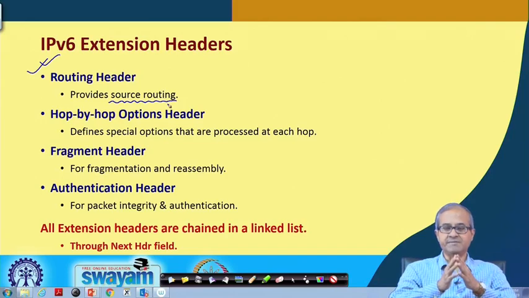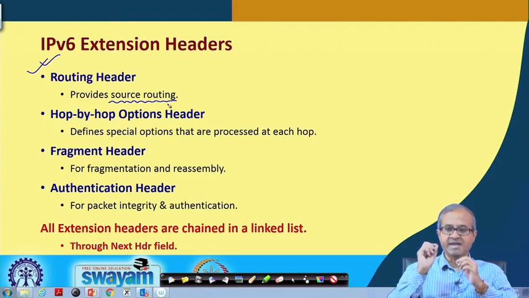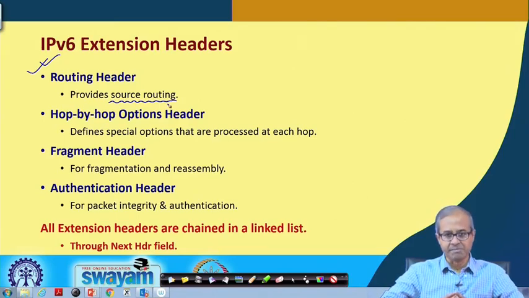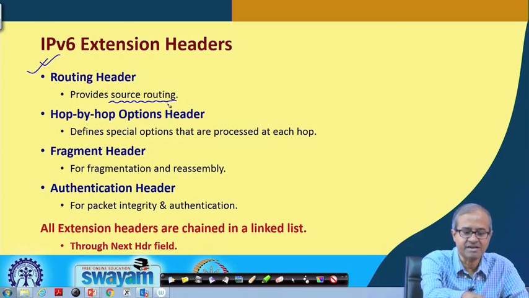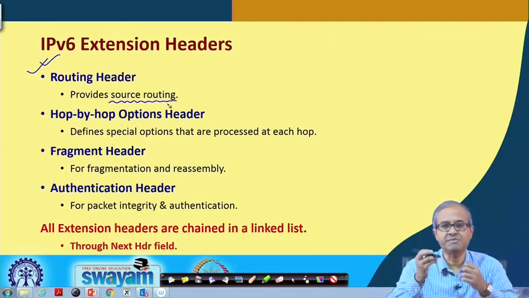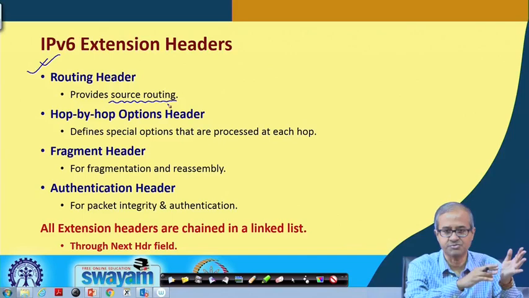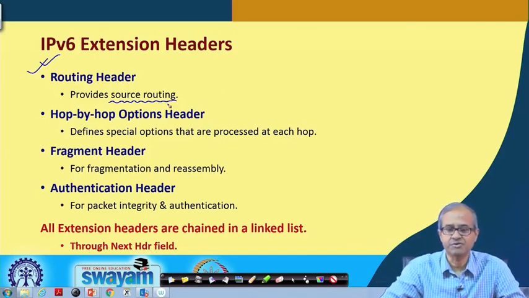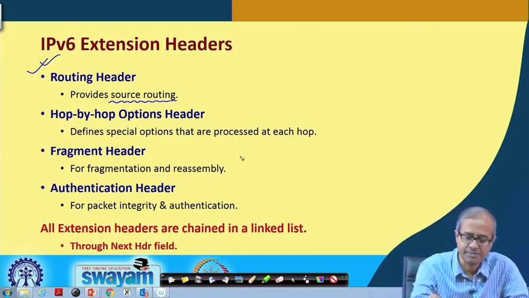Source routing means the person who is generating the packet, the host, directly tells which sequence of routers must be followed for my packets. Because I know that this is a good path, the speed is high, so my packet will go faster. So, I can specify that entire information as a routing header, and this is what is meant by source routing. The source is specifying the route, which path to follow, right.